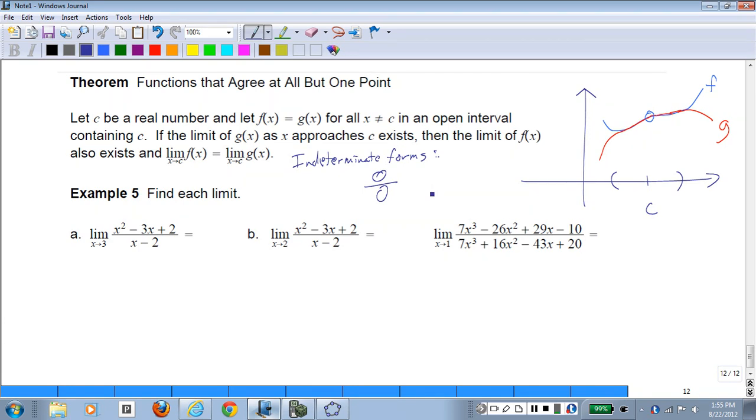So we use this to take this expression, x squared minus 3x plus 2 over x minus 2, and find that it's equal to some other expression whose denominator does not go to 0 when x approaches not 3. Yeah, it's supposed to be a 2.